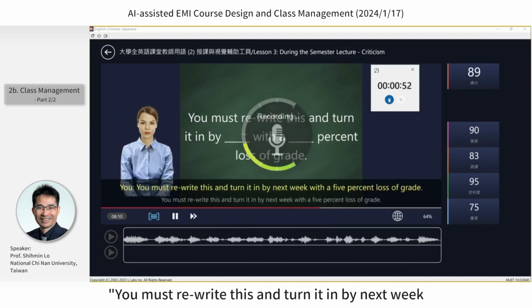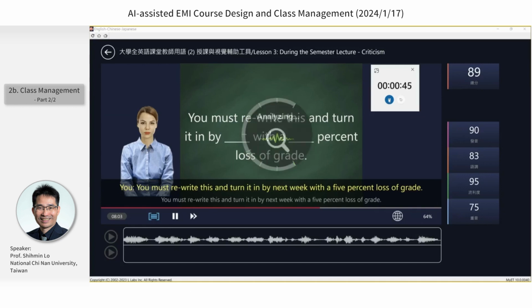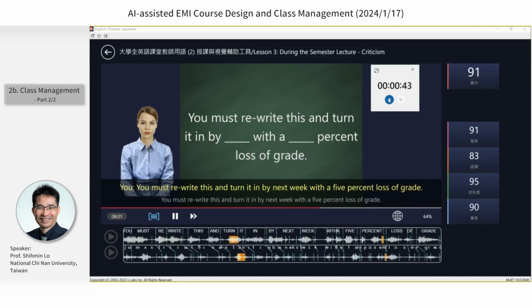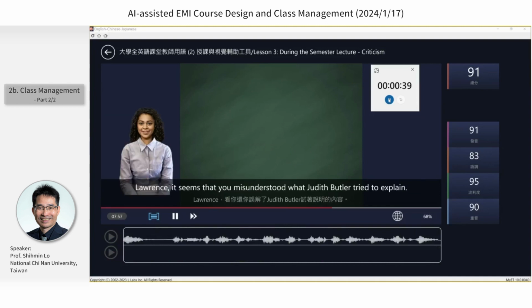You must rewrite this and turn it in by next week with a 5% loss of grade. Excellent. Lawrence, it seems that you misunderstood what Judith Butler tried to explain. You can refer to Gender Trouble to get the right patterns.